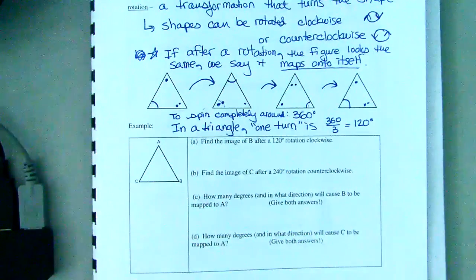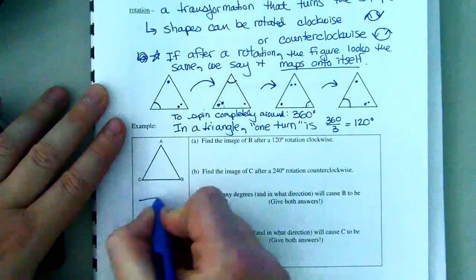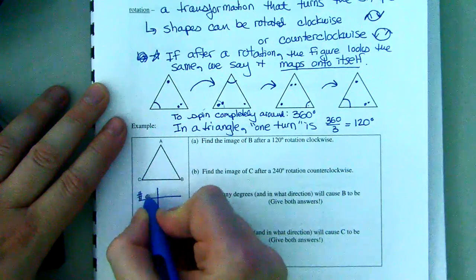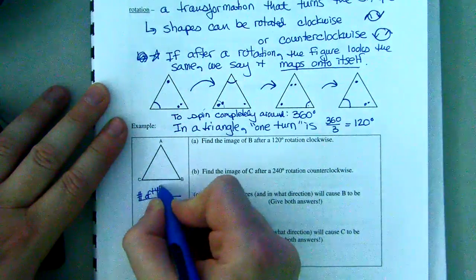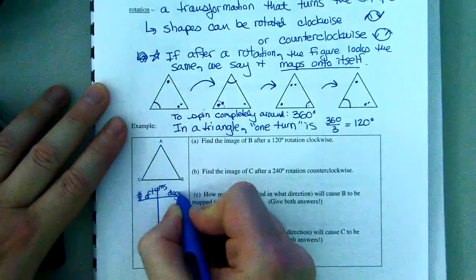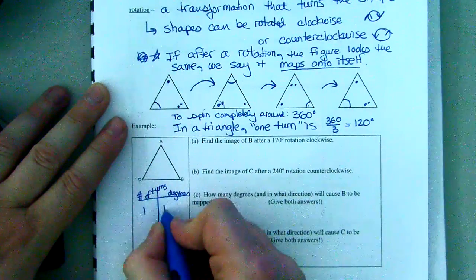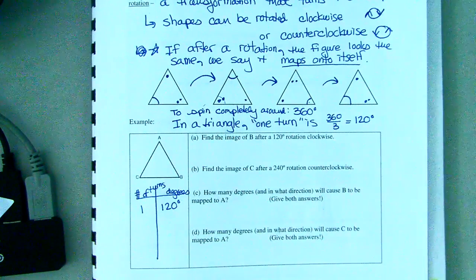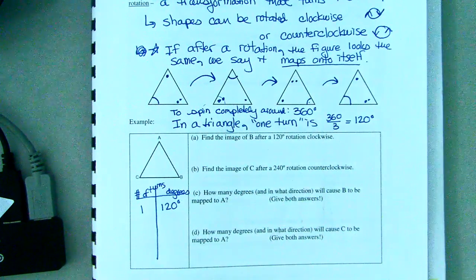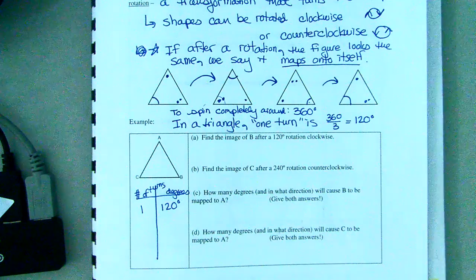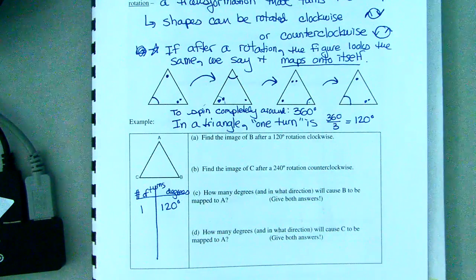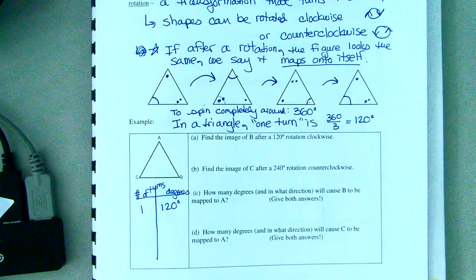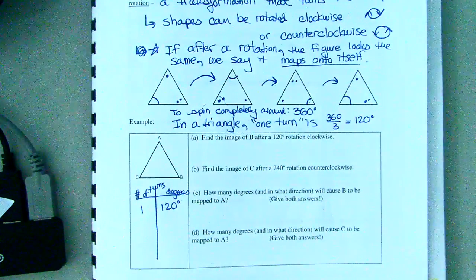I want to make a little chart before I start trying to figure out how to answer these questions that are showing up here. Number of turns. Whoops, should have made that bigger. Degrees. And we just figured out that 1 turn is 120 degrees. If one turn's 120 degrees, how would you figure out two turns? Not divide, but something else.